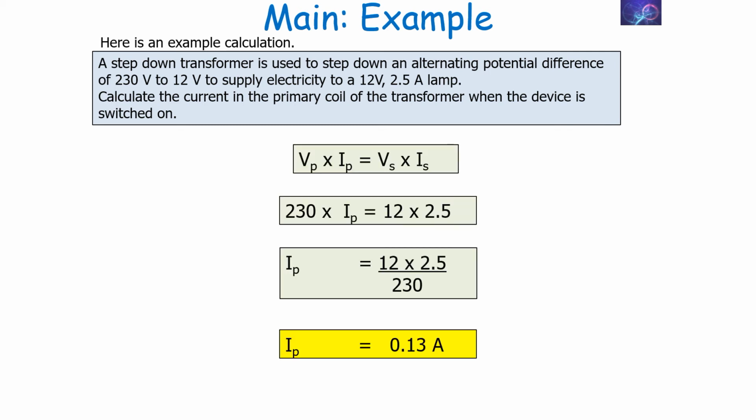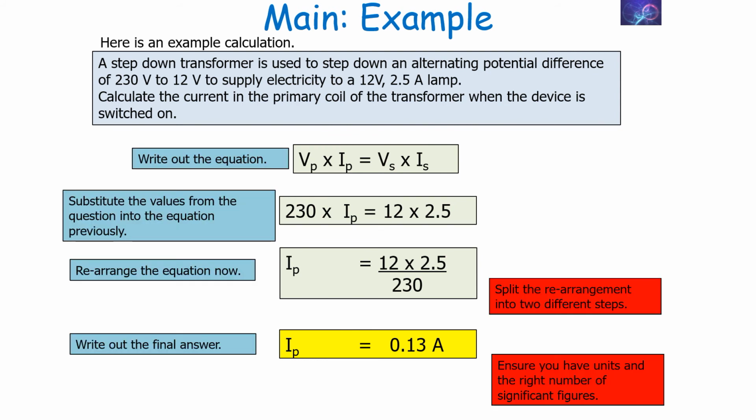So what we can say is that this primary current is going to be 0.13 amps. How do we know this? Well, we write out our equation, we then substitute the values from the question into the equation previously, and then you rearrange your equation now to find Ip.